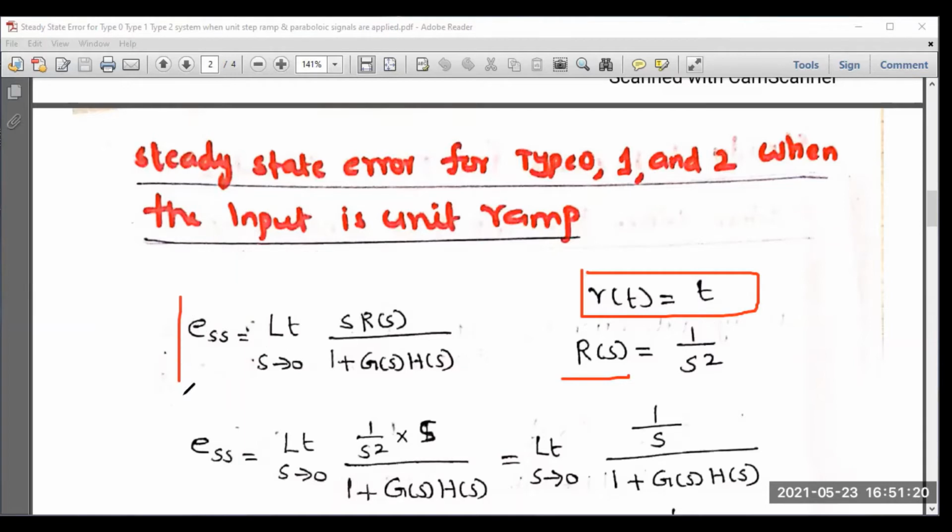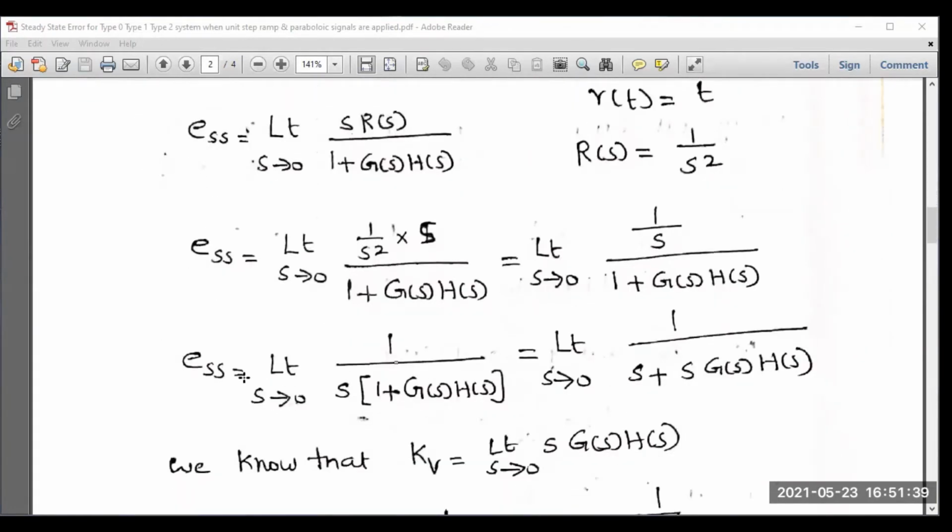Now you have to substitute in the general formula. Steady state error is equal to limit s tends to 0, and instead of R of s, I would like to substitute 1 by s square. s will remain the same, divided by 1 plus G of s into H of s. Now what happens? s and s will get cancelled, so only one s will remain. Now you have to multiply with the reciprocal. Whenever I simplify, I will get ess is equal to limit s tends to 0, 1 divided by, s moves to the denominator. Therefore, s into (1 plus G of s into H of s). It is very clear.